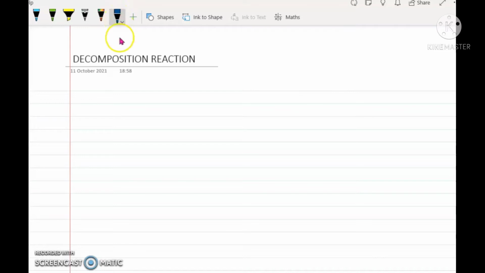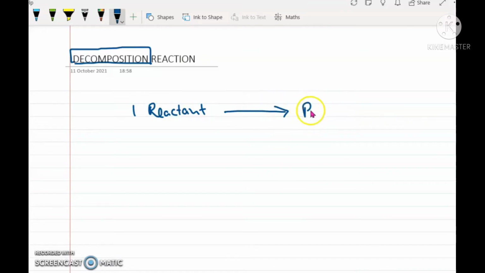Now in this topic we'll be studying the next type of reaction, that is decomposition reaction. To help you identify it, I would like you to pay attention to the word decomposition. What does it mean? It means that you have one kind of reactant, and this reactant is going to break apart into two or more kinds of products. So over here you have one reactant and more than one product being formed, and this decomposition happens because of some kind of input of energy.